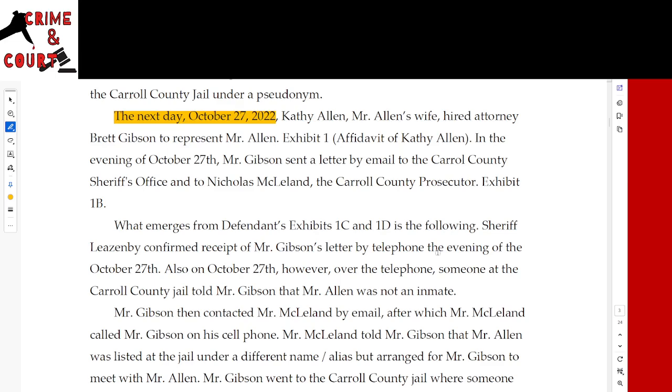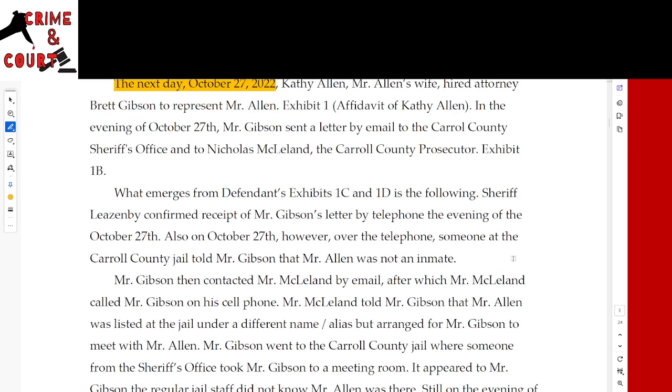Sheriff Lesenby, so it was Lesenby at the time, confirmed receipt of Mr. Gibson's letter by telephone the evening of October 27th. So Sheriff Lesenby confirmed that he received it. However, also on the 27th, over the telephone, someone at the Carroll County Jail told Mr. Gibson that Mr. Allen was not an inmate.